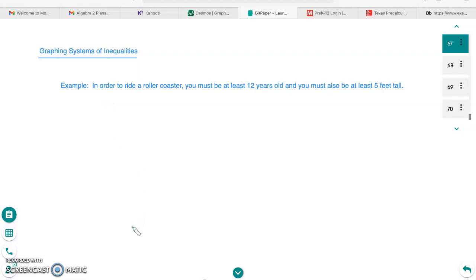Okay, so if we think of, on a graph, what's going on here, we're measuring two things. We're measuring age, and we're measuring height. Those are the two requirements for whether or not you can ride this roller coaster. In terms of age, you must be 12 years old or above. So the people who are allowed to ride this roller coaster is everybody to the right of this line.